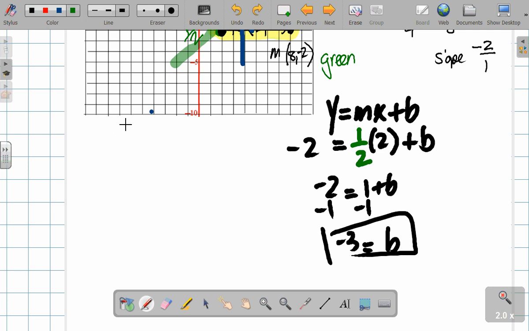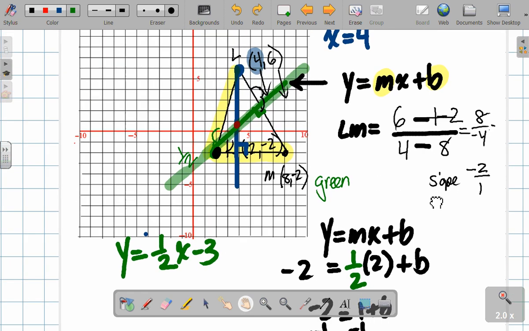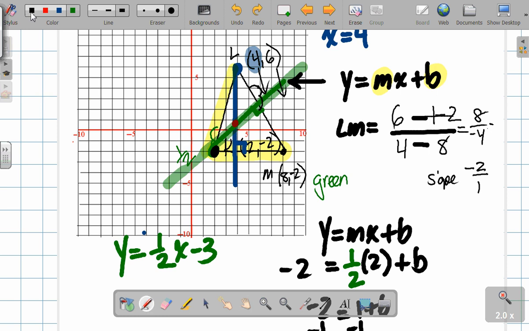So the equation of the green line is y equals 1/2 x minus 3. Now just go up and kind of double check that. Does that look right? Boom. So it's always nice to visually check it. Yes, we already did that, and it's up 1 over 2. So yeah, we're good for a green line.